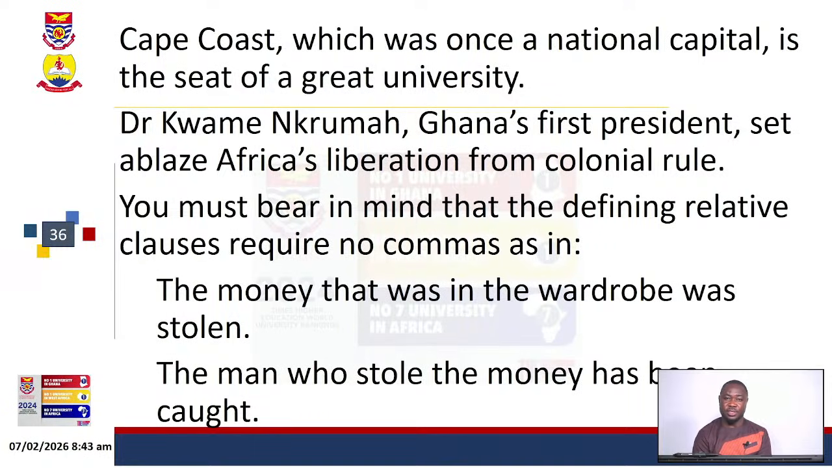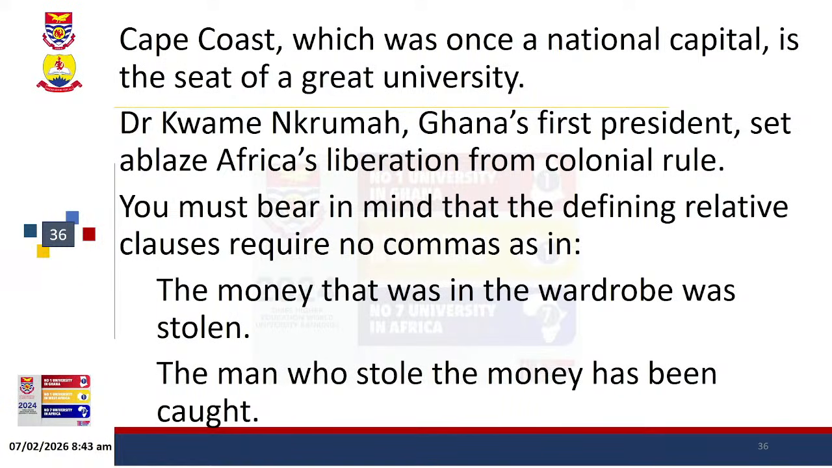You must note that the defining relative clauses require no commas at all. For instance, the money that was in the wardrobe was stolen. The man who stole the money has been found or caught. That was in the wardrobe defines the money. It's not the one that was in the pocket or the purse. And the man who stole the money has been found, not the one who came looking for the money. Okay? Good. So these are restrictive relative clauses or defining relative clauses.